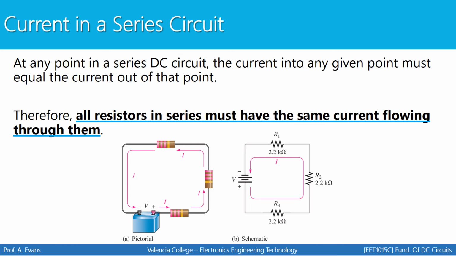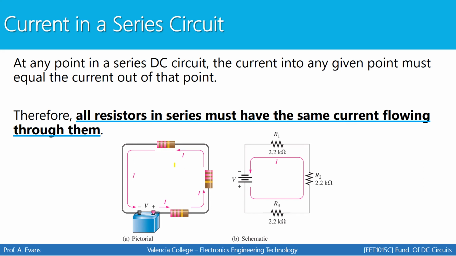At any point in a DC series circuit, the current into any given point must equal the current out of that point. Therefore, we have a fundamental principle with a series circuit, and this will always be true. Whenever you have things that are in series, all of those elements in series must have the same current flowing through them. So I can have 3 resistors in series or 100 resistors in series. They all have the same amount of current that flows through them.